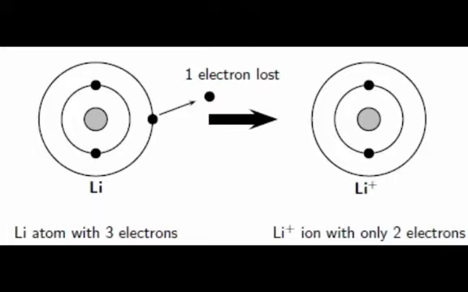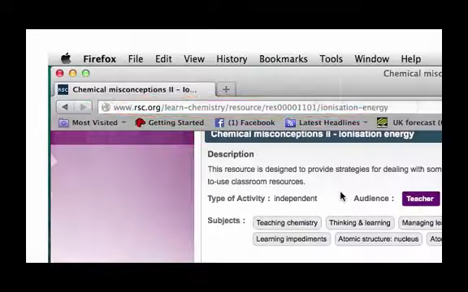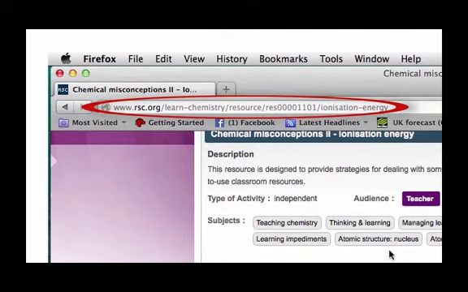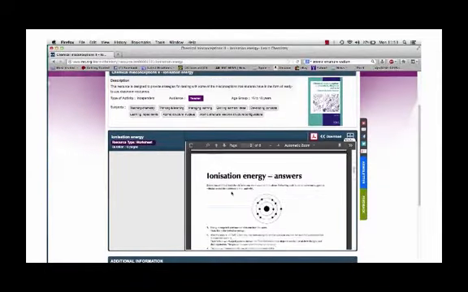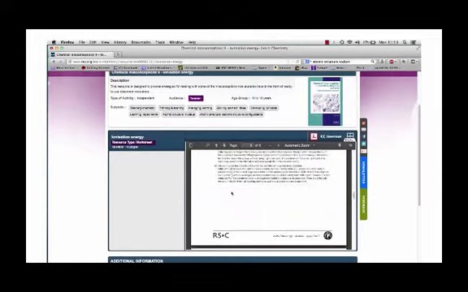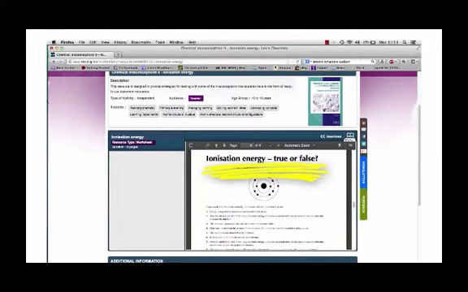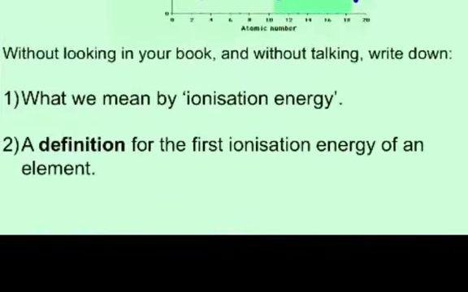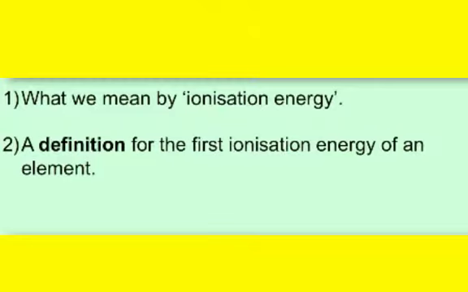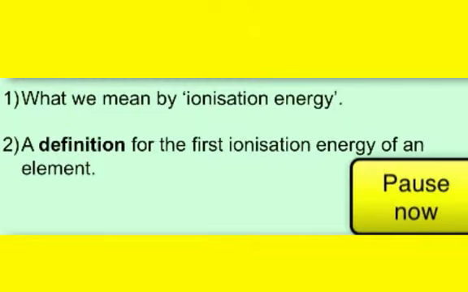What I'd suggest you do before you listen to any of this is, first of all, to look at this worksheet from the Royal Society of Chemistry, the RSC, and also just pause this and write down for yourself what you think we mean by the ionisation energy and try and come up with a formal definition for it. So pause if you want to do that.